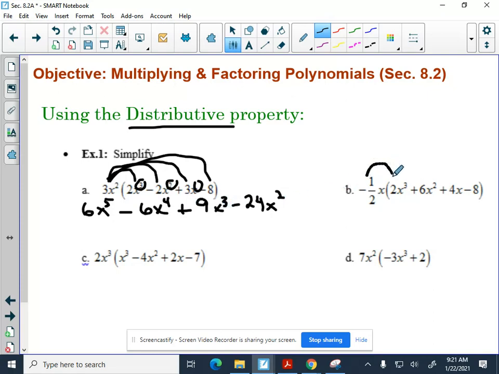Now, negative 1/2 times 2 would be negative 1. I'm not going to write the 1. Then remember, this x would have a 1 on it. So when we multiply it here, we end up with an x to the 4, because 1 plus 3 is 4. Now, half of 6 would be 3. It's negative because it's a negative times a positive. And then we got x to the 3. Sorry, a little sloppy. It's hard to write with the mouse sometimes.